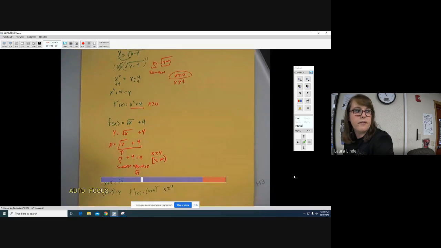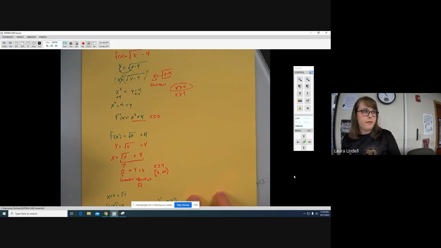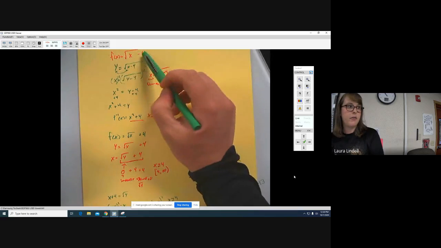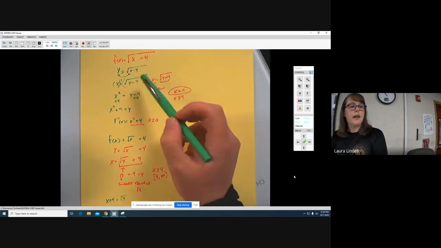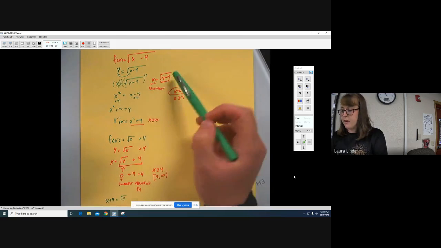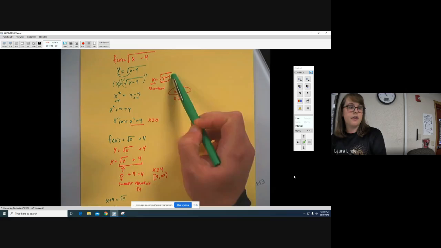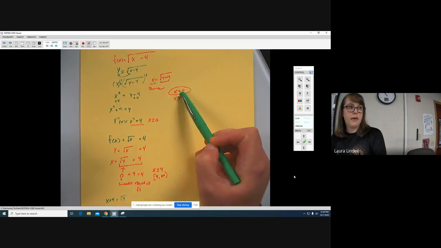So kind of the bird's eye view here comparing these two things. We have our first one where f of x was the square root of x minus 4, but it was all underneath the square root. And then when we switched x and y, this determined our domain. So a square root is never going to be less than 0. So our domain is greater than or equal to 0.